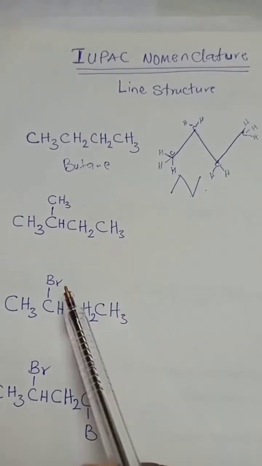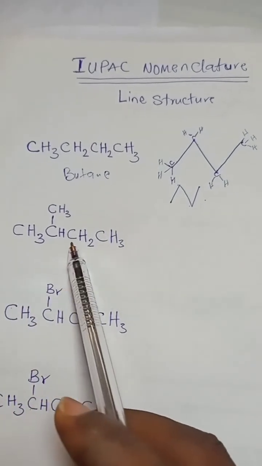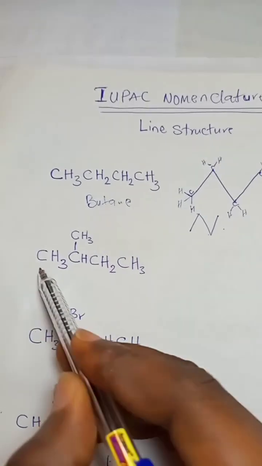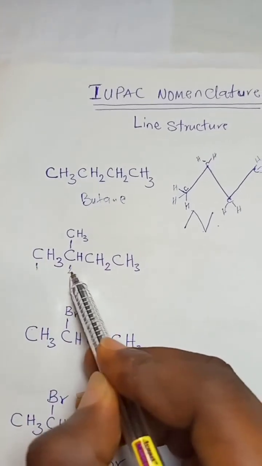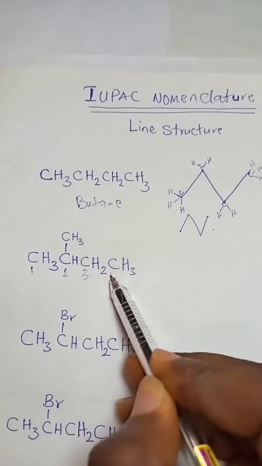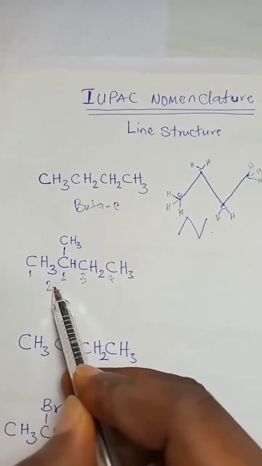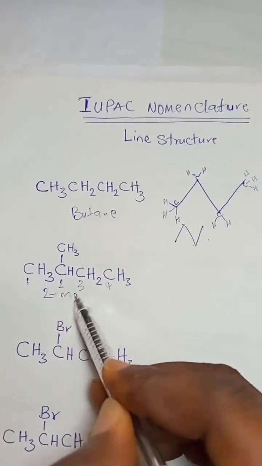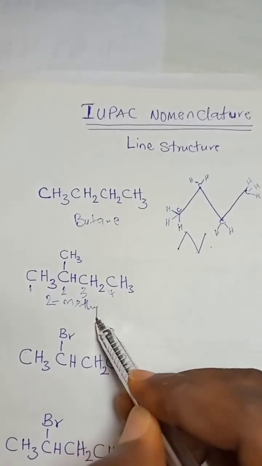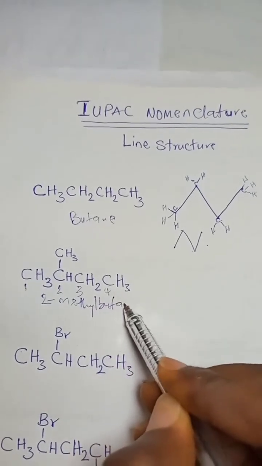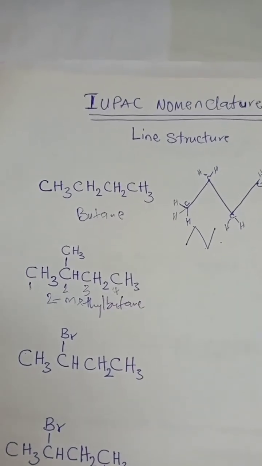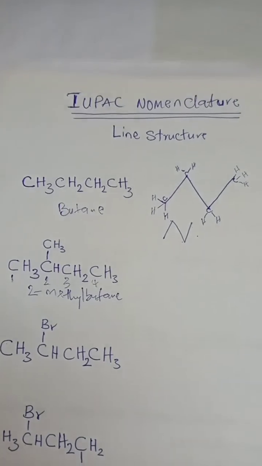Now look at this. We have 2-methyl butane. This is position 1. This is position 2, this is position 3, and this is position 4, right? At position 2, we have methyl, right? So we call it 2-methyl butane. So this is 2-methyl butane, right? Now let's draw the line structure of 2-methyl butane.